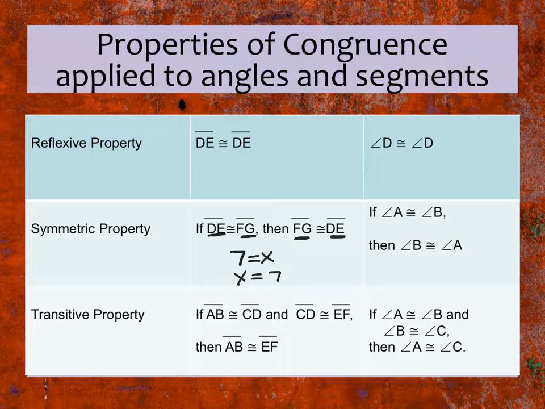My money is equal to your money. Your money is equal to my money. They're all the same. It doesn't matter which one is on each side. It's just an example. And it works with angles and it works with segments too. If angle A is congruent to angle B, then angle B is congruent to angle A.